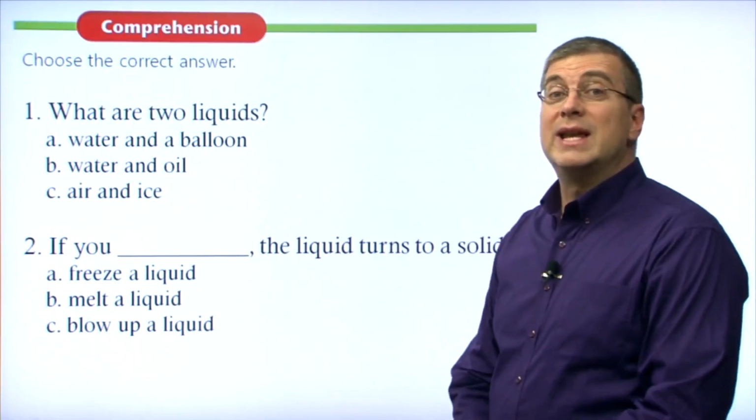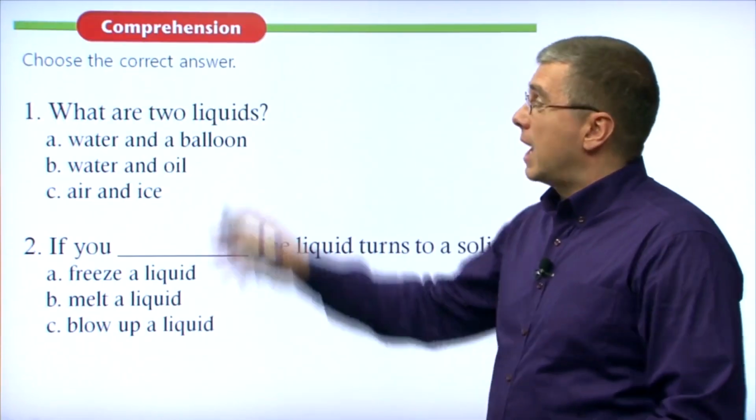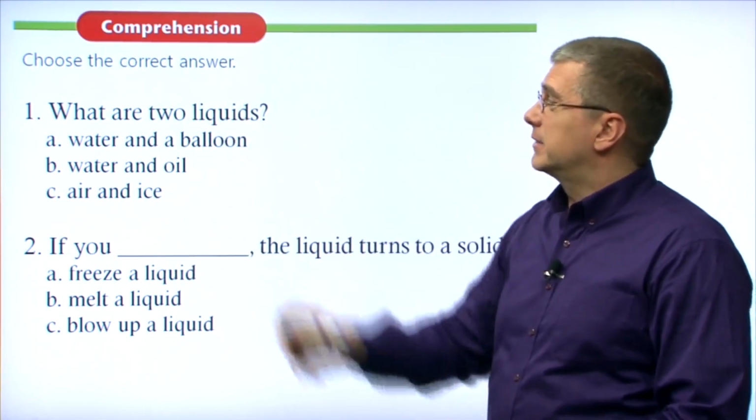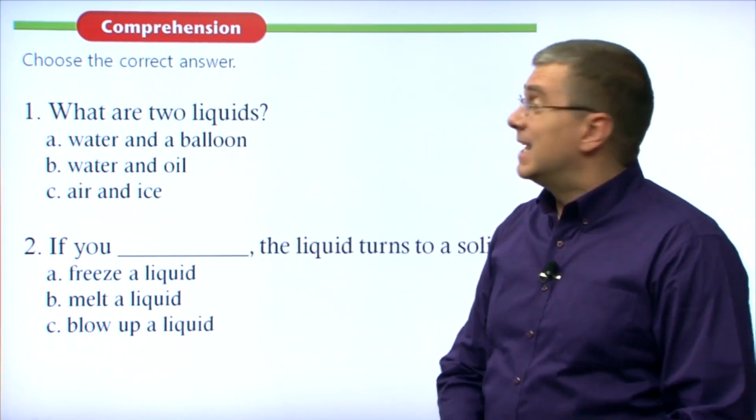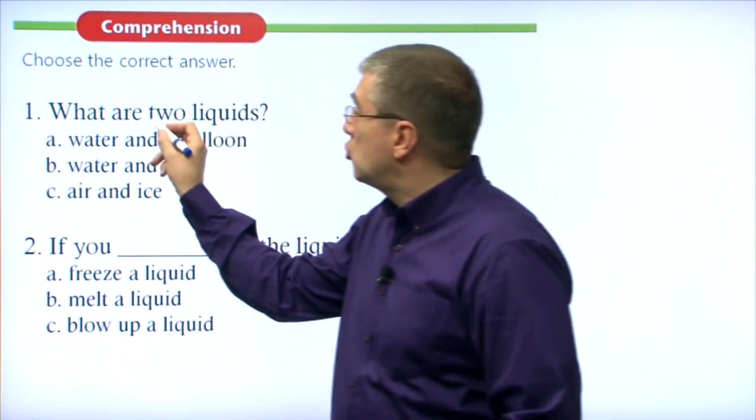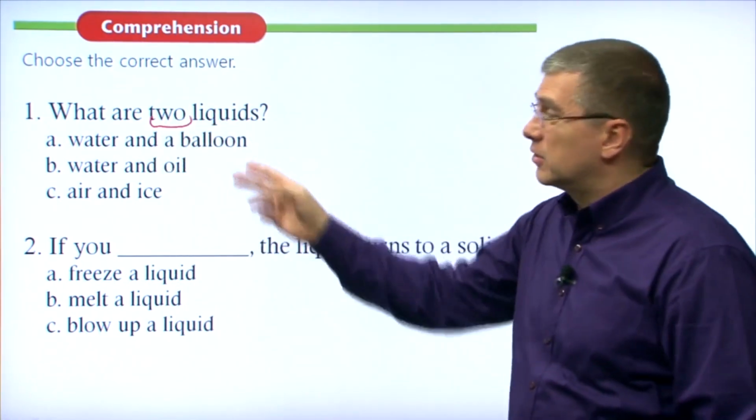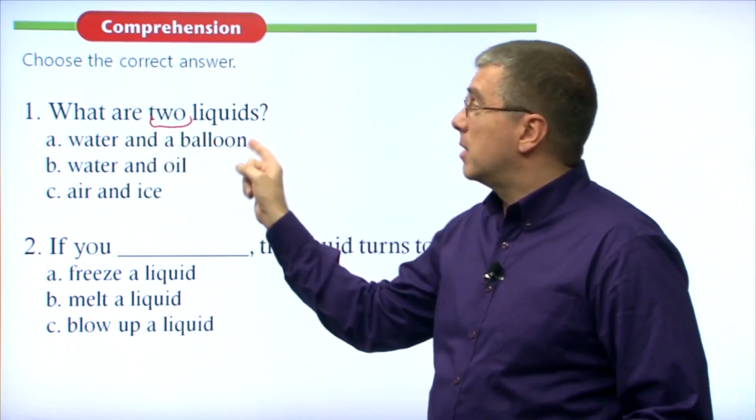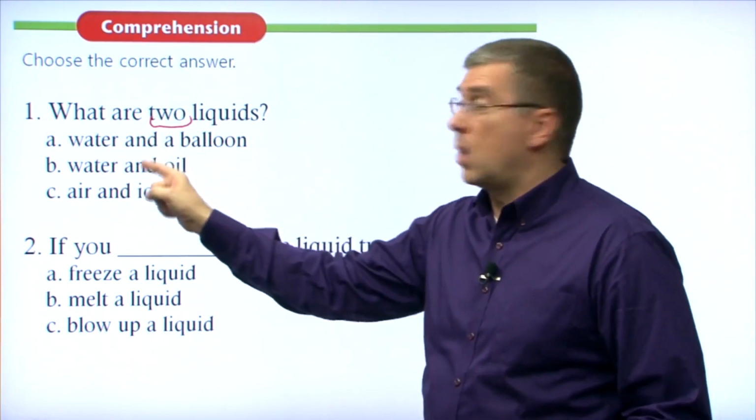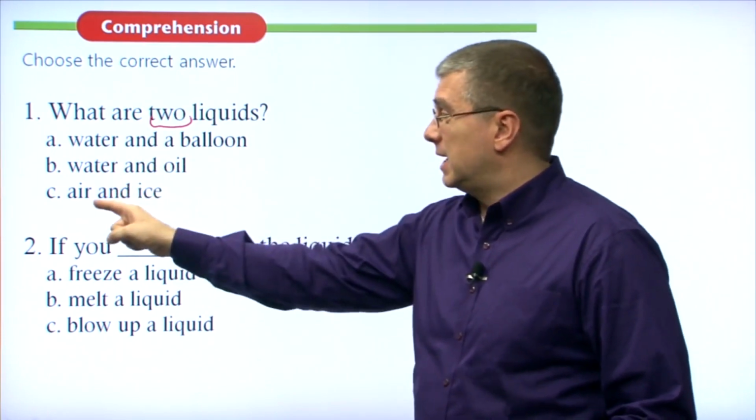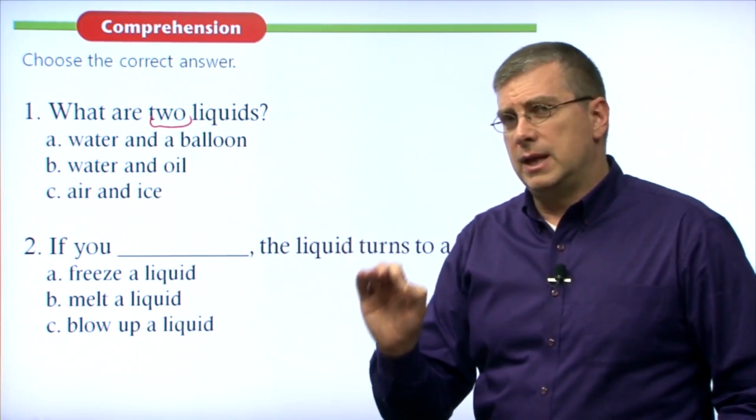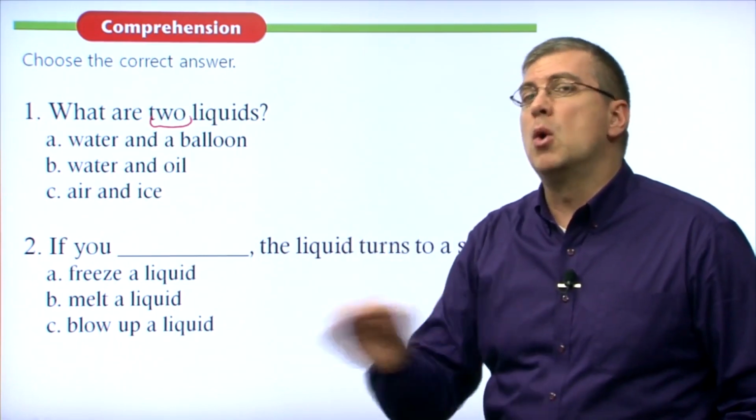Okay, let's go over some reading comprehension questions. We have our questions here, and we have three answer choices. The first one is, what are two liquids? So the answers should have two items each. Is that true? Yeah. A, water in a balloon, that's two things. B, water and oil, that's two things. C, air and ice, that's two things. But we're looking for two things that are both liquids. They have to both be liquids.